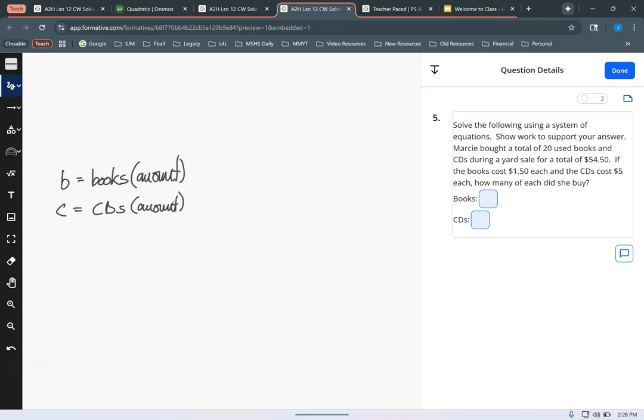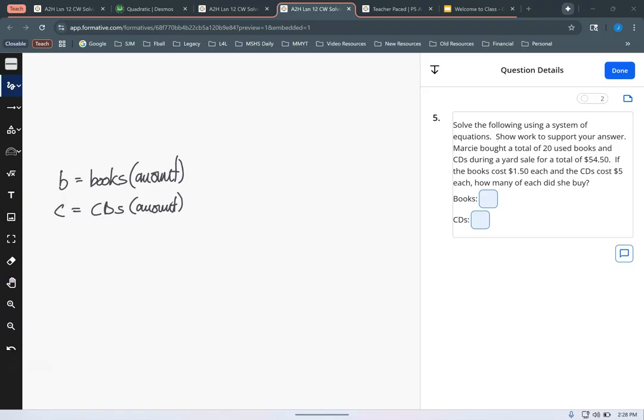Now we got to come up with 2 equations here. And we're given some information. So why don't you take a second and talk it over with a neighbor. And let's see if you can come up with one or both equations that you would need for this situation. Go ahead, give it a talk. Talk it over.